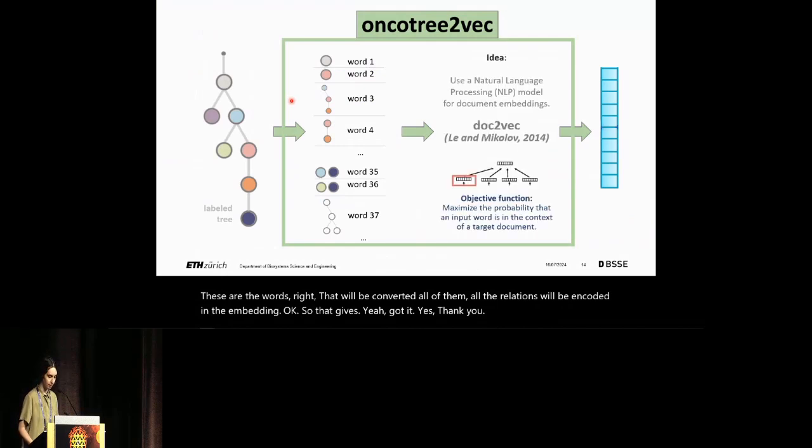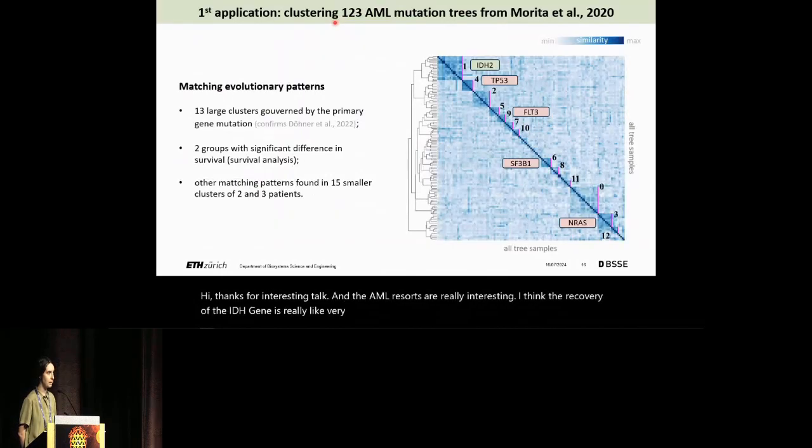Hi, thanks for the interesting talk. The AML results are really interesting. I think the recovery of the IDH gene is really very promising. Have you done, or do you plan, further validation using the AML subtype annotation or treatment outcome data? Cross-checking your clusters with those?